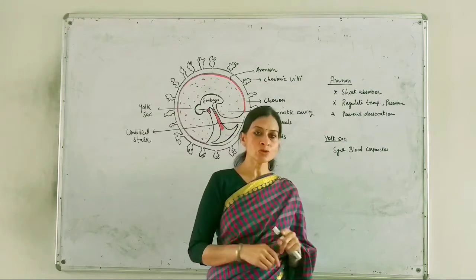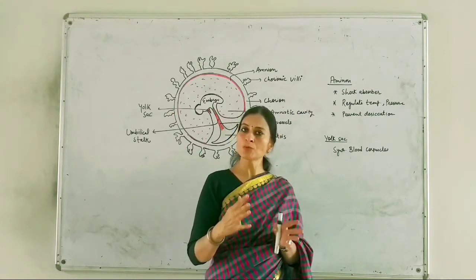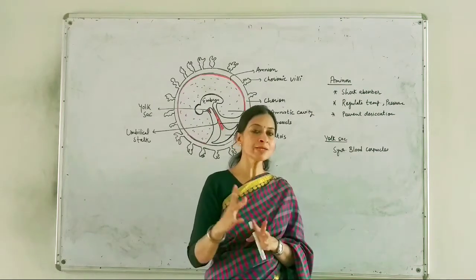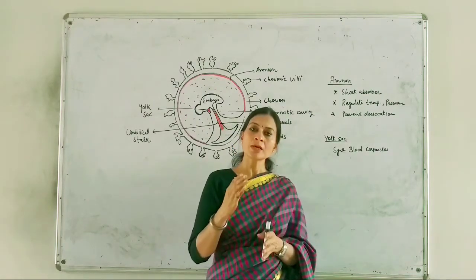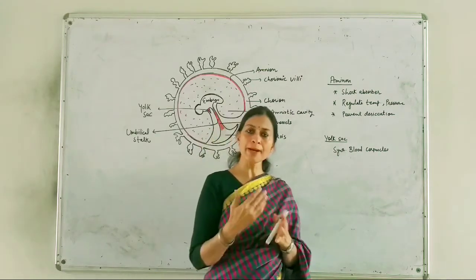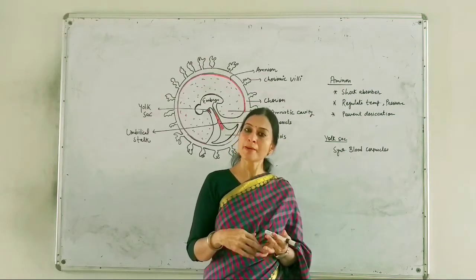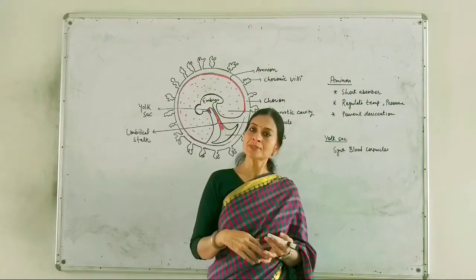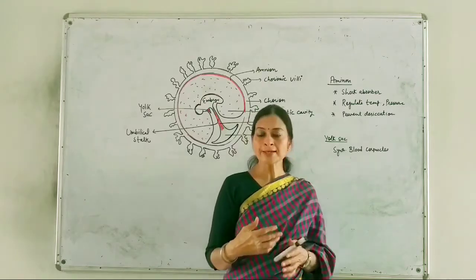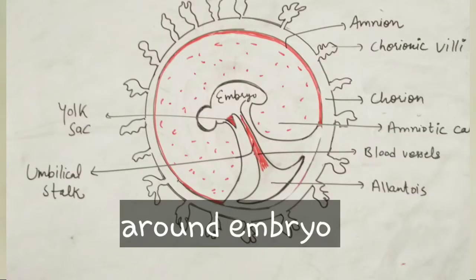Means in blastocyst, the trophoblast is not going to form any embryonic structure, but yes, it is going to help in development of embryo by formation of these four types of membranes: chorion, amnion, allantois and yolk sac. Now let's have a look how these membranes are formed around the embryo.